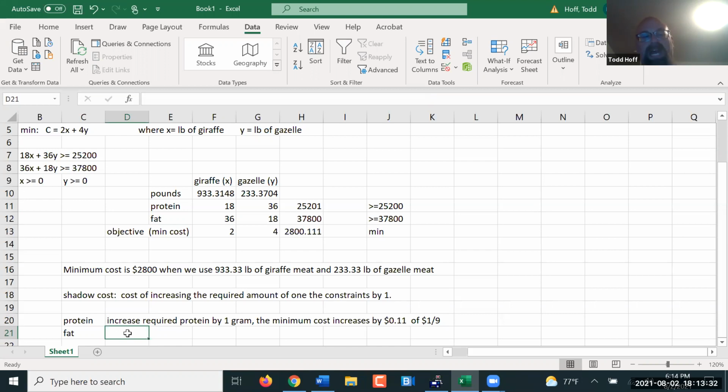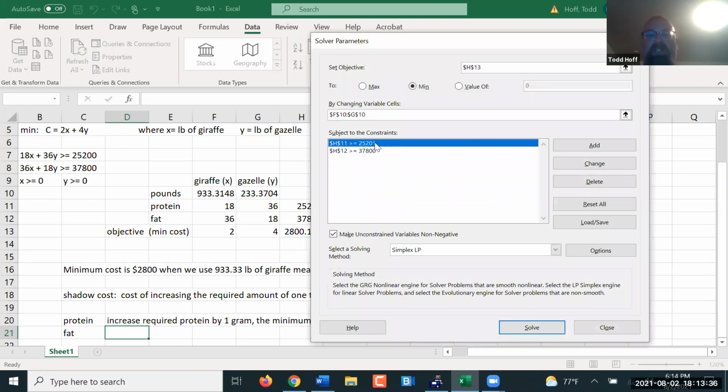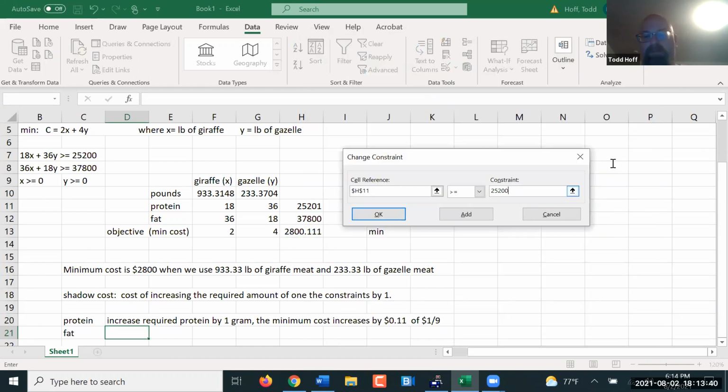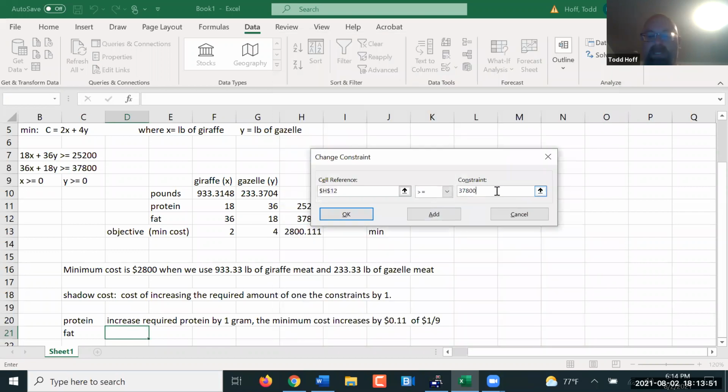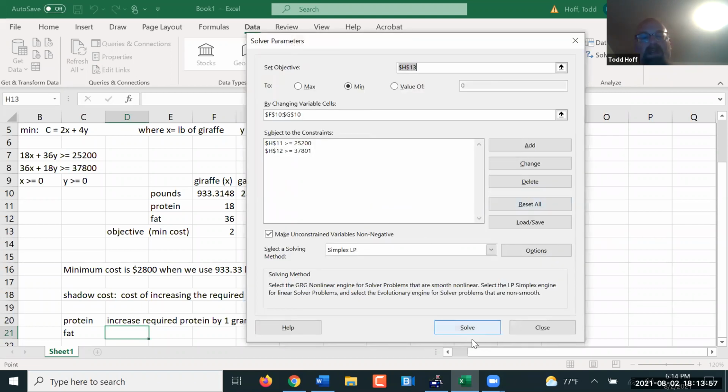Well, let's look at fat. So we're going to go back to our solver. We're going to change this back to what it was before for protein, so just 25,200. Click OK there. Now we want to increase the required amount of fat by 1. So we're going to change this from 37,800 to 37,801. And we'll click solve.